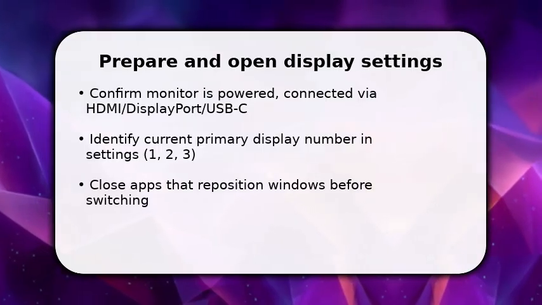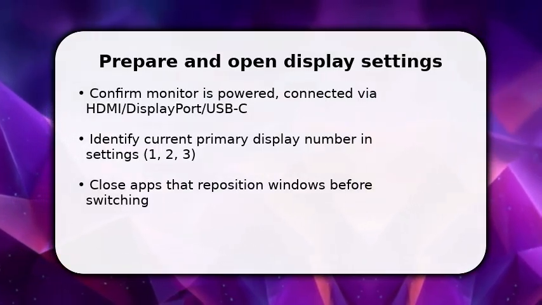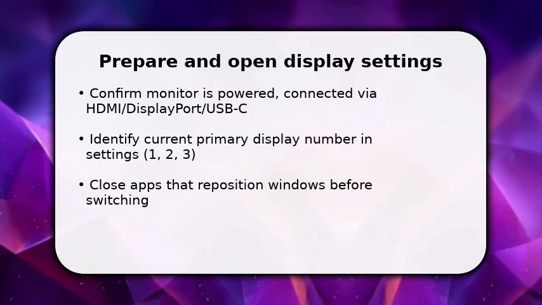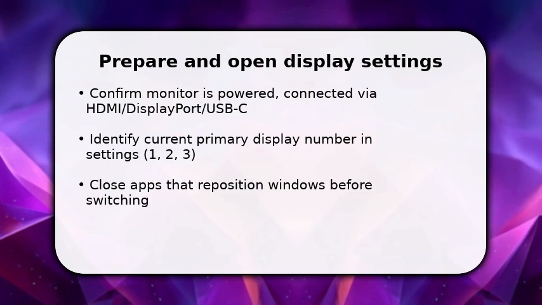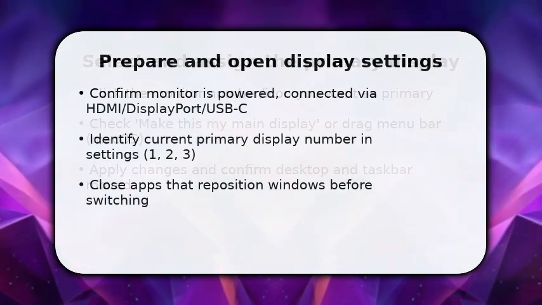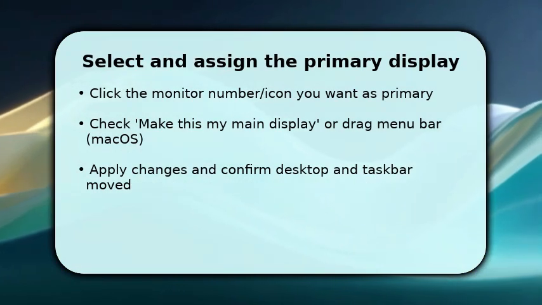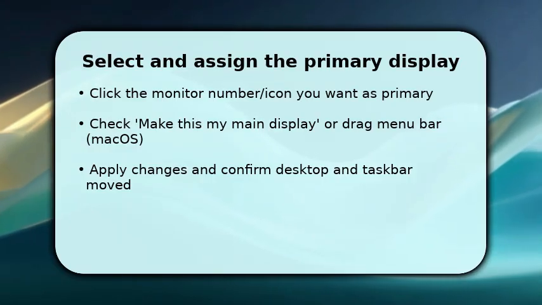Once visible, make sure resolution and scale are set correctly so icons and text don't jump when you switch. This avoids window rearrangement and gives a stable baseline for the next steps. Now choose the monitor to make primary and act decisively. Click its number or icon.